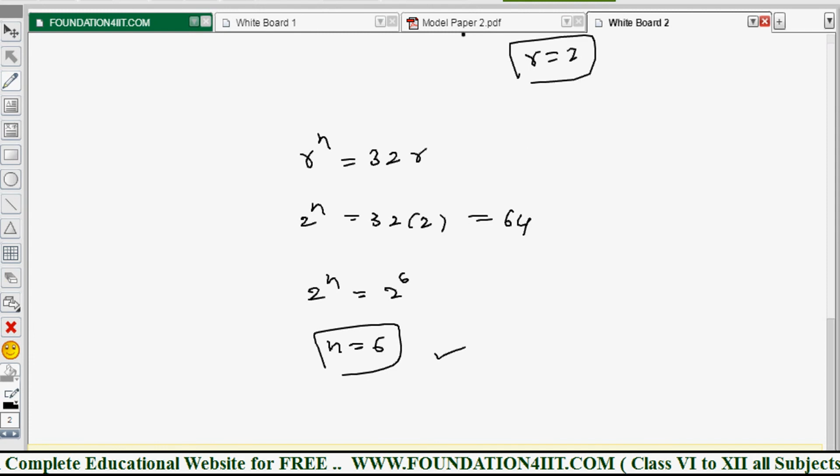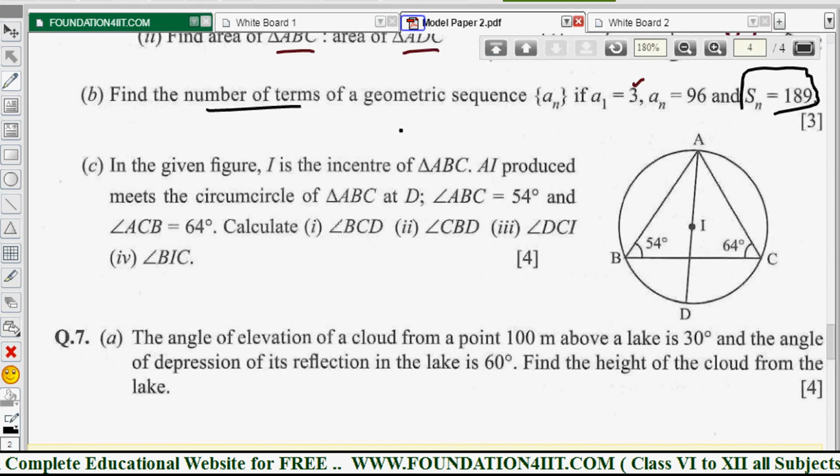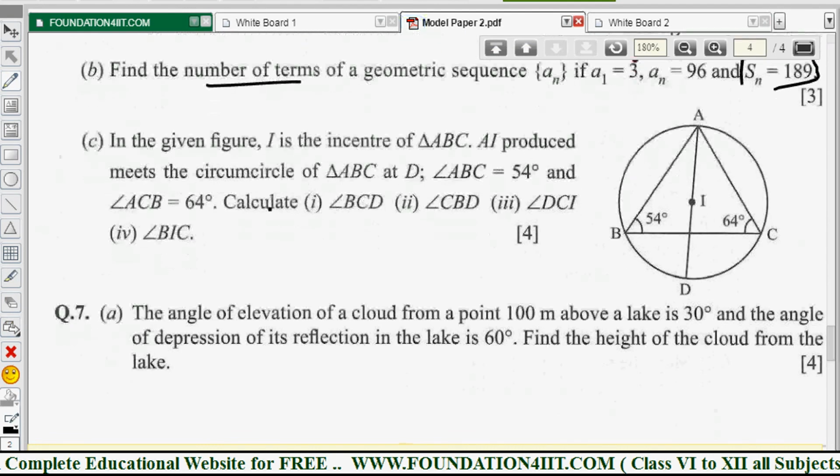We can confirm that. Now let's see this geometry question 1. In the given figure, I is the incenter. See, I is the incenter of triangle ABC, and I is not the center of the circle. AI is produced to meet the circumcircle of triangle ABC at D. Angle ABC is 54 and angle ACB is 64. Calculate angle BCD.